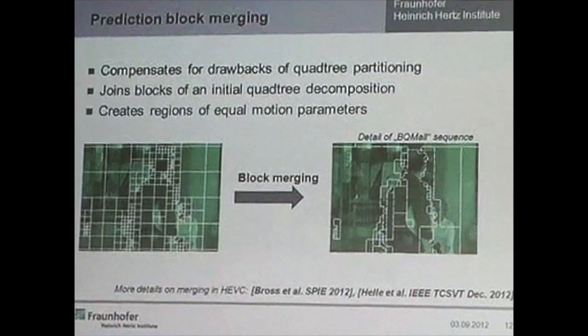I have a question. Here you are making the blocks which have no motion the same. So how do you send the motion vectors to the decoder? There is a bigger block here. How does the decoder know the edges of this block? Yeah, unfortunately, we have to put too many techniques into the standard, so I have to be a bit short on that one.